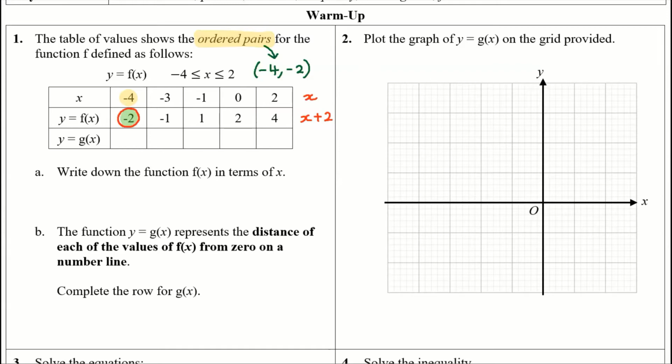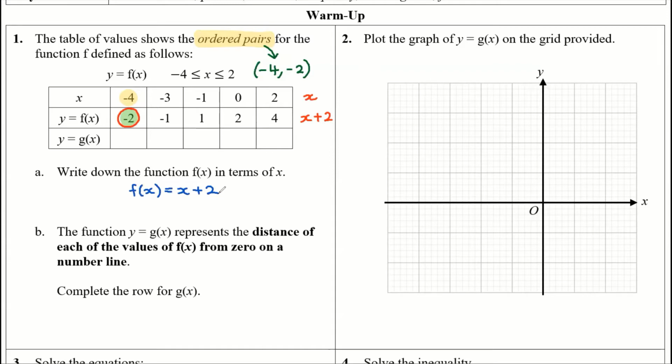So we're going to write this function down in terms of x, and it's called f of x. The function f of x is simply going to be x plus 2. Don't worry if you didn't spot that, but that was all you had to do for that first part. Now then, the function g of x. This is an interesting definition. y equals g of x, so that's plotting the graph of g of x, represents the distance of each of the values of f of x from 0 on a number line.